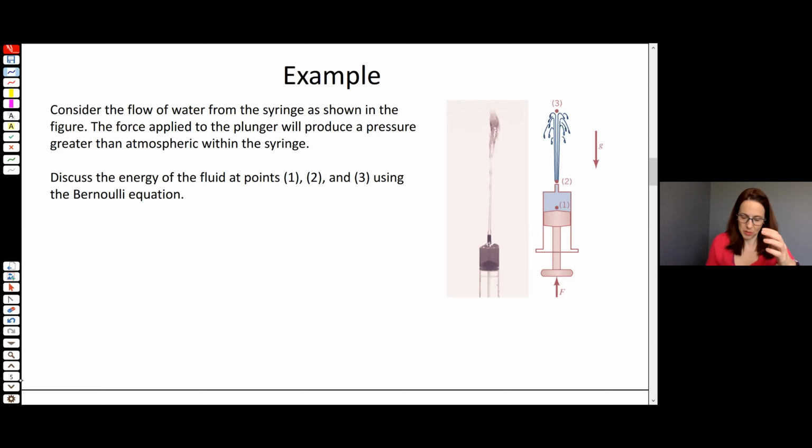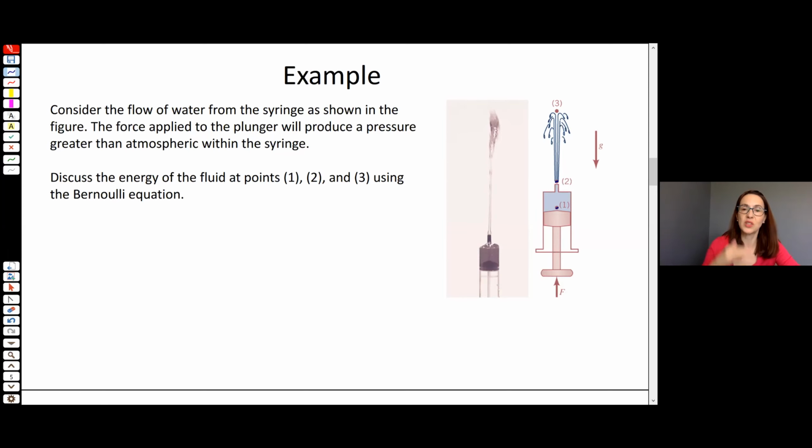When you apply the plunger, notice these three points in the fluid. There's point one, which is inside the barrel of the syringe right at the plunger. So by compressing the volume, you're going to get a higher pressure in there. So the pressure at one is going to be higher than atmospheric pressure. That's what is going to make the water exit the syringe.